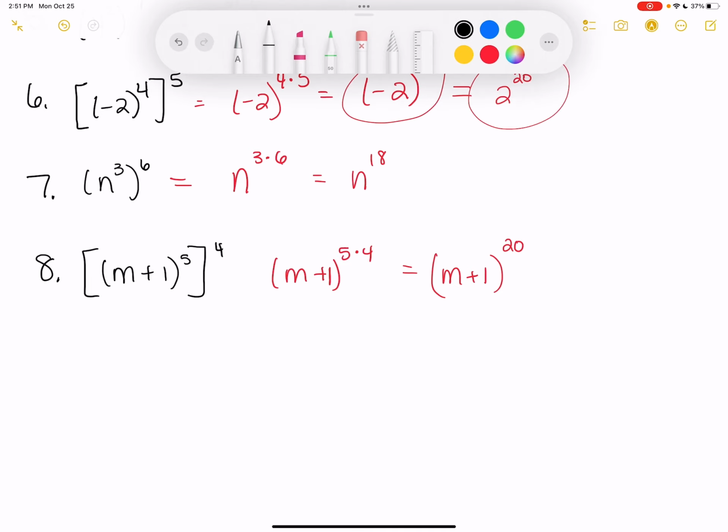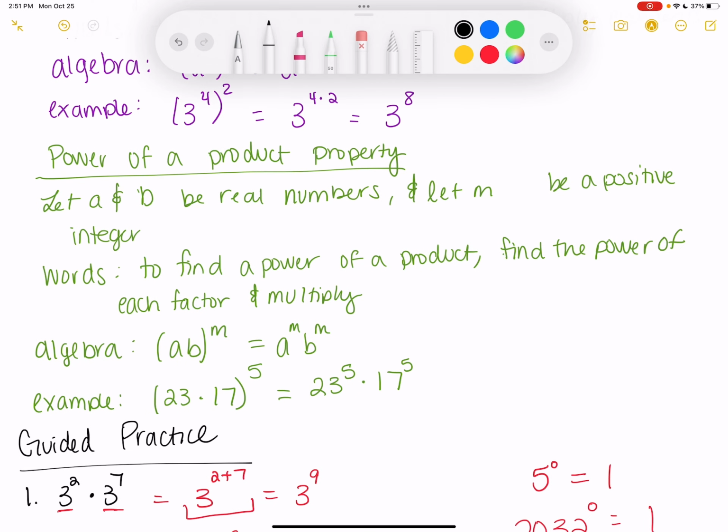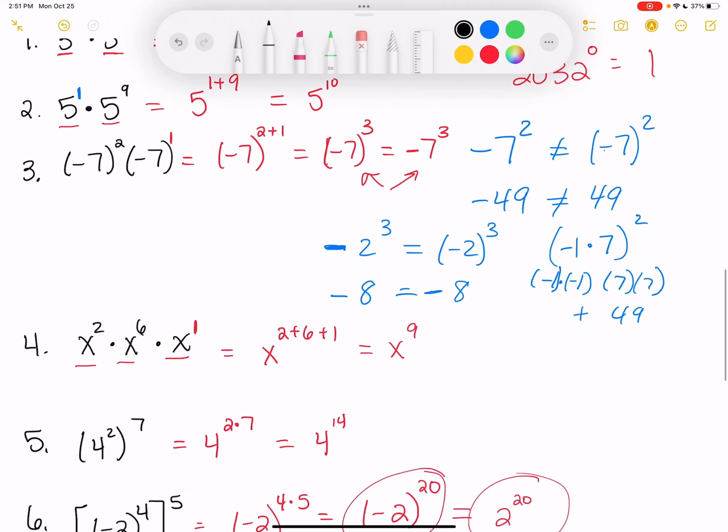All right, so the next ones are the type that we mentioned here in green, where you have two things being multiplied all raised to a power, which just allows us to split them and raise each piece to the power. That's all that's happening here.